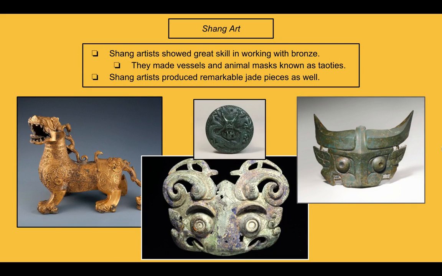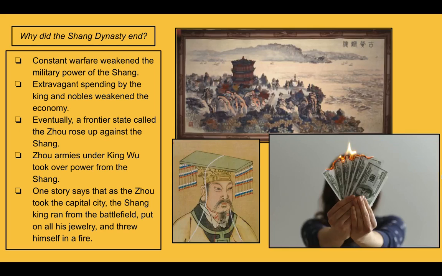Next, we have Shang art. So Shang artists showed great skill in working with bronze. They made vessels and animal masks known as taotie. So these are taotie here. They're kind of like animal masks. They had different animal forms, maybe the ears of a tiger or the beak of an owl, something like that. And Shang artists also produced remarkable jade pieces as well. This is jade here. And then here we have a bronze sculpture. And I believe this is our last question.